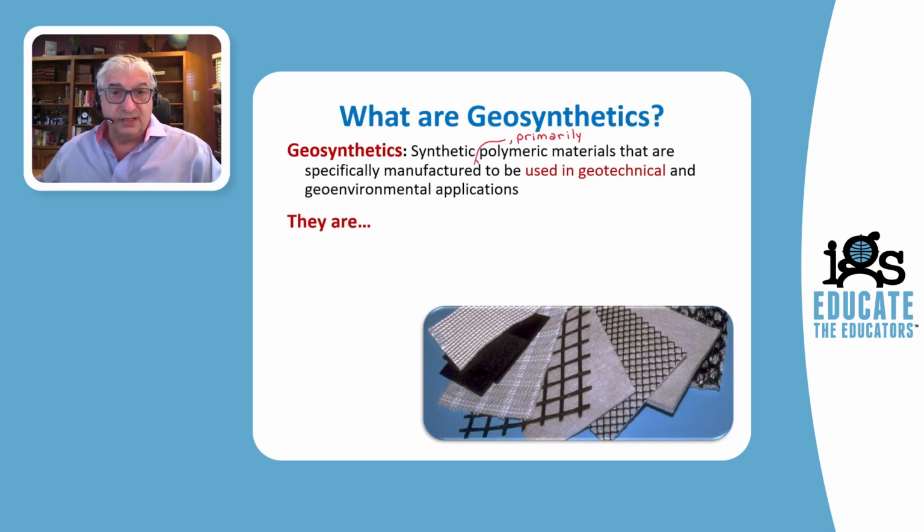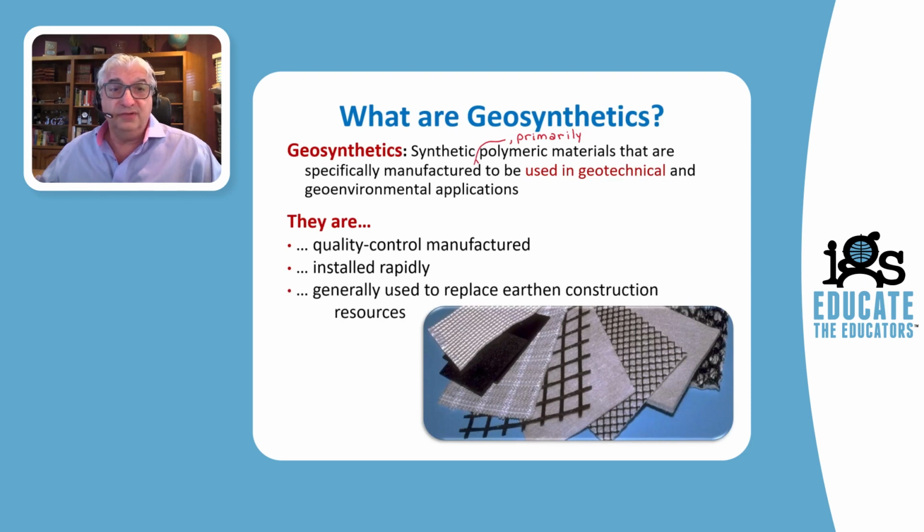They have very important characteristics. In particular, they are quality control manufactured. So in a manufacturing facility, in a factory environment, that's where these products are made, and consequently they are tailored to have very specific mechanical and hydraulic properties. They are also going to be installed very expeditiously, which is very important in many construction projects. They are generally used to replace earth and construction resources in a significantly smaller volume. And in doing so, they contribute significantly to sustainability in the sense that the carbon footprint of alternative projects, one constructed with and the other without geosynthetics, will have very different carbon footprint, with a geosynthetic project being more sustainable.